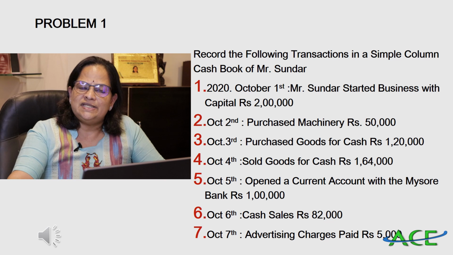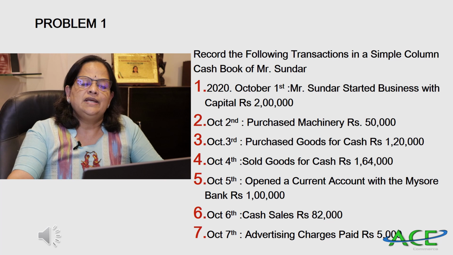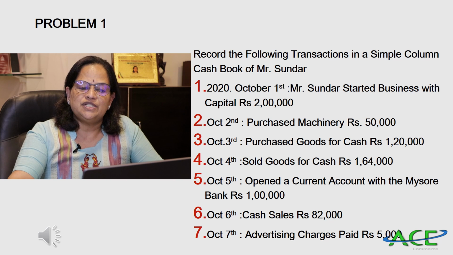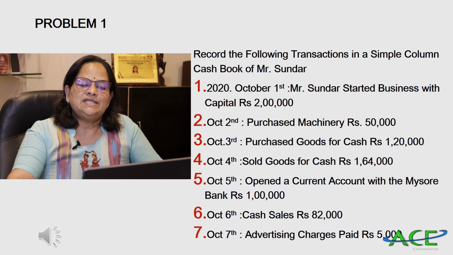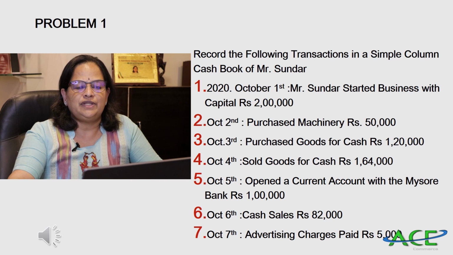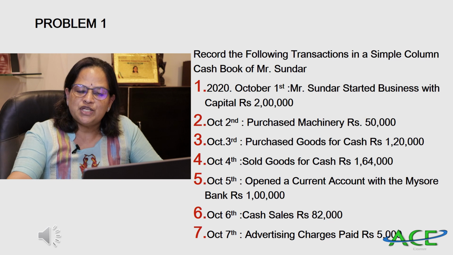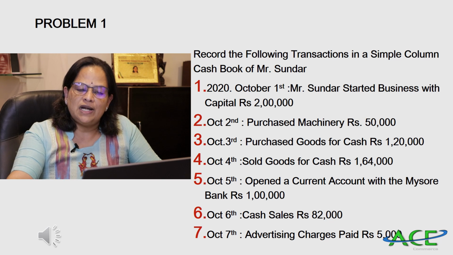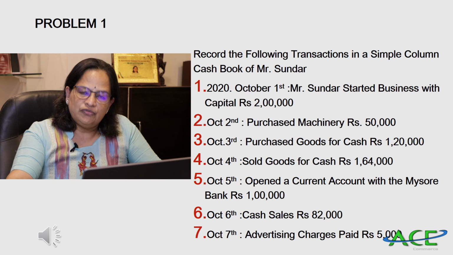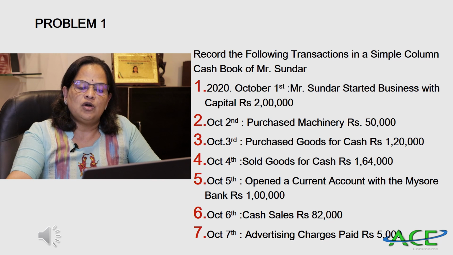So in this one problem, record the following transactions in a single column cash book of Mr. Sundar. This is easy. Single column cash book is easy. That is 2020 October 1st, Mr. Sundar started business with capital 2 lakh. Second day, October 2nd, purchase machinery for rupees 50,000. Third day, purchase goods for cash 1,20,000. Fourth day, sold goods for cash 1,64,000. Fifth day, opened a current account with the Mysore Bank rupees 1 lakh.